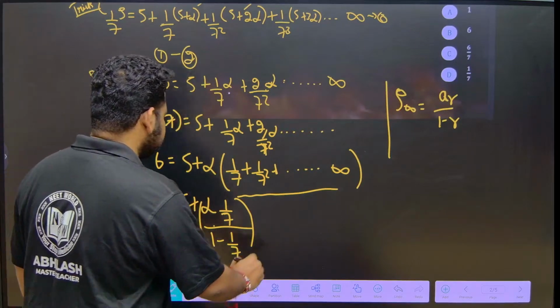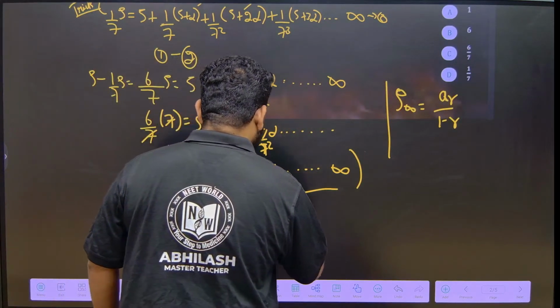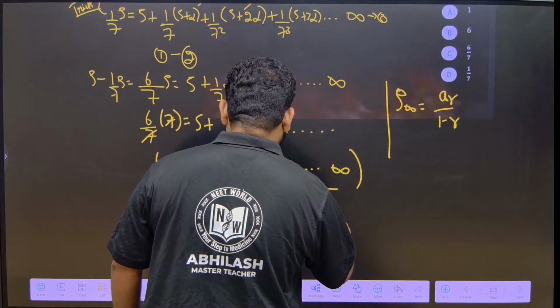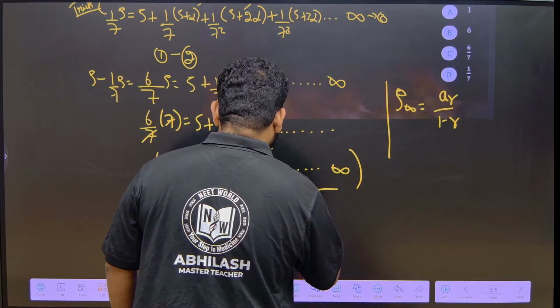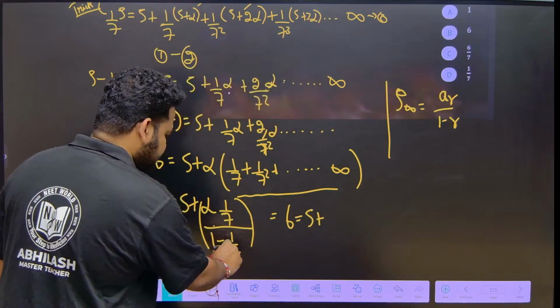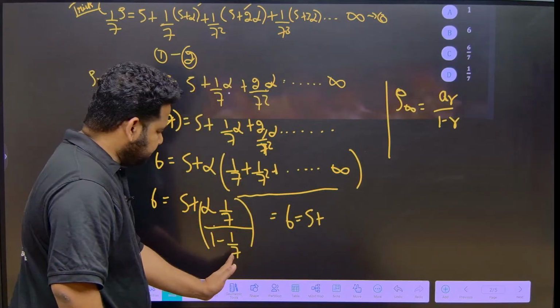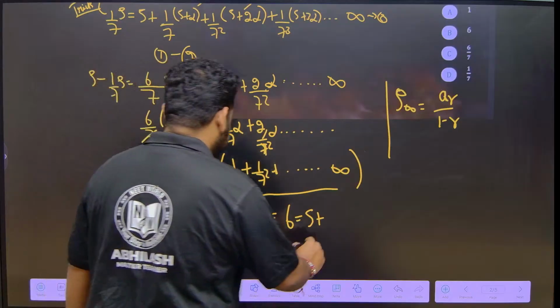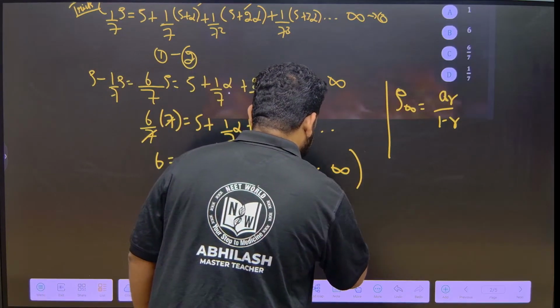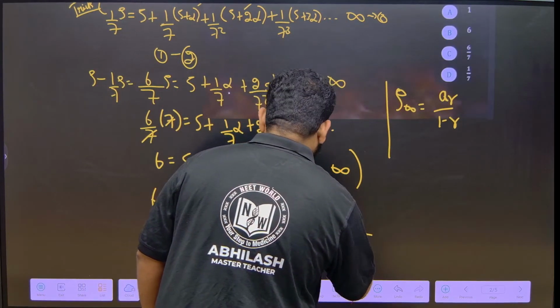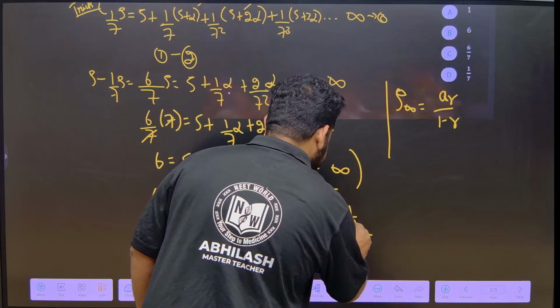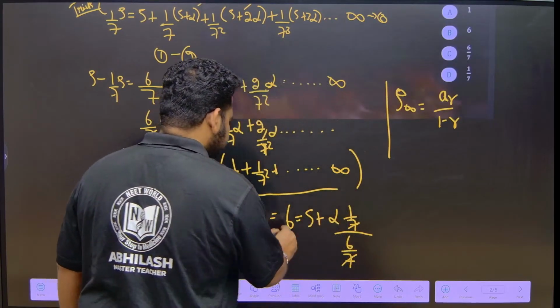So this gives us 6 is equal to 5 plus alpha into 1 by 7. This will be 1 minus 1 by 7, which is what? 7 minus 1 is 6 by 7. So this gives us alpha into 1 by 7 divided by 6 by 7. What can I do? 7 and 7 cancel.